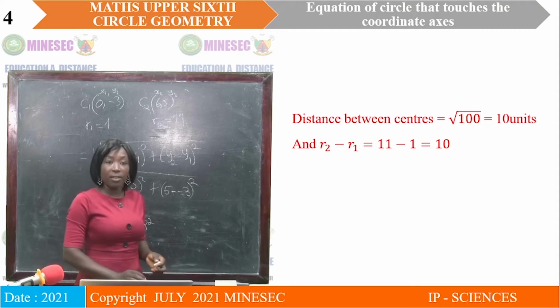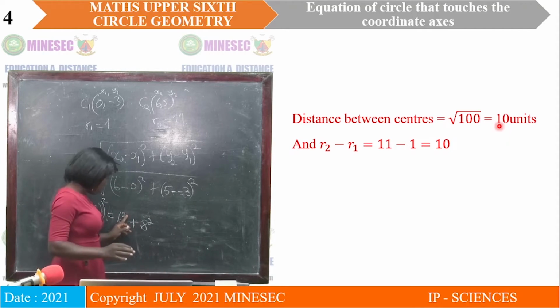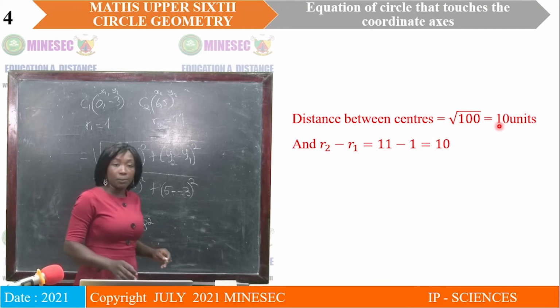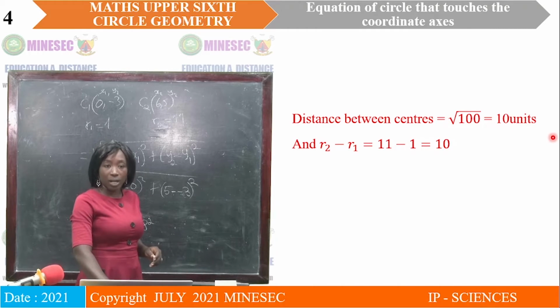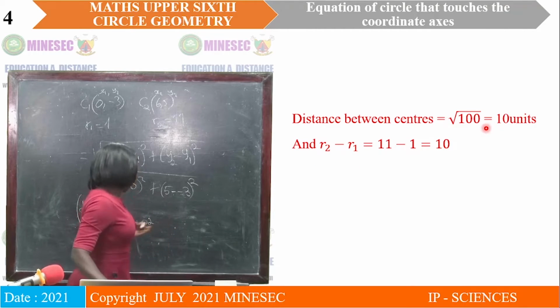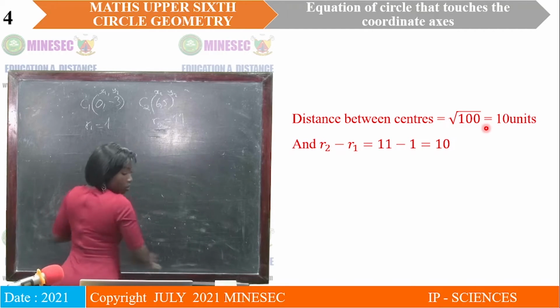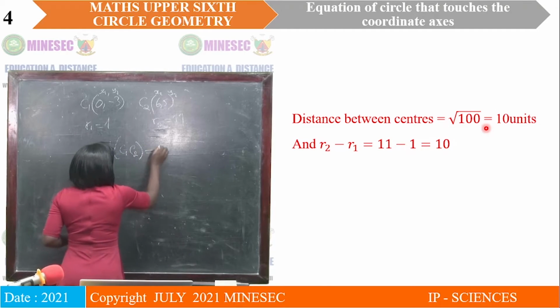And if we should simplify that, we're going to have the distance between the centers to be square root of 100, which is equal to 10. We will have 64 plus 36, which will give us 100. And the square root of 100 is 10 units. Now, looking at the radii, you have the distance between their centers. We have obtained here that the distance between C1 and C2 equal to 10.